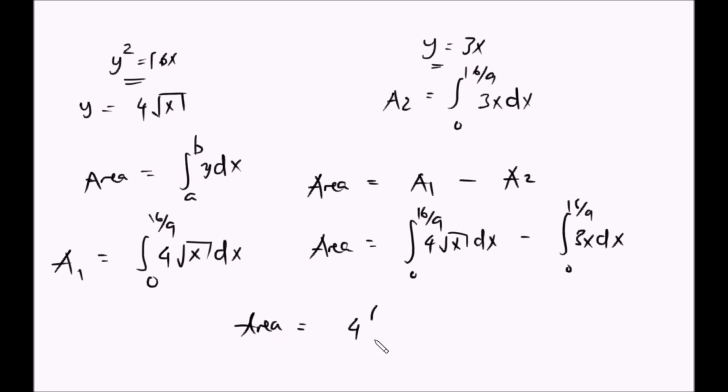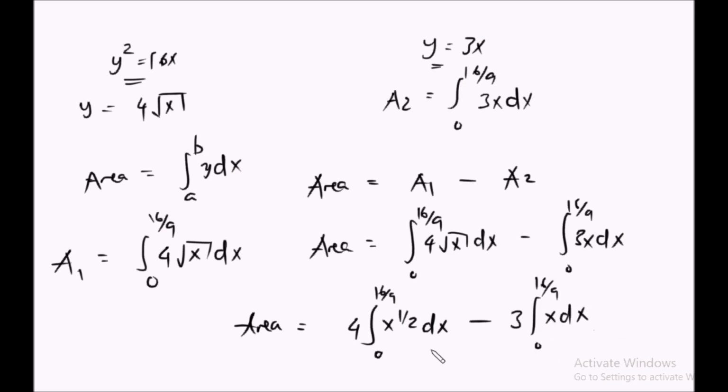So 4 is constant, take it out. So it's from 0 to 16/9. The square root of x is x power half, dx, minus, we take out 3, from 0 to 16/9. So here we have x dx. So to integrate this, when I integrate x power half I get x power half plus 1. You know that when I integrate x power n with respect to x, I get x power n plus 1 over n plus 1 plus c. So here we have x power half, here we have x power 1.